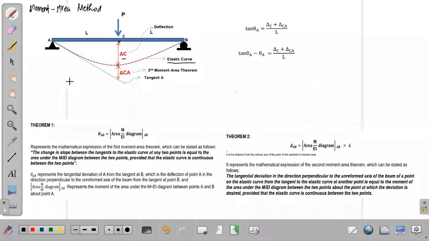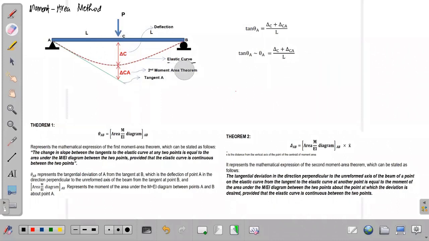Okay, again, the distance from the beam to the elastic curve is the deflection at that point. So for example, here at C, the distance from the beam to the elastic curve, that is the deflection at point C. Okay? So if you have a point D here, that will be the deflection at point D. So that will be our deflection at point C.